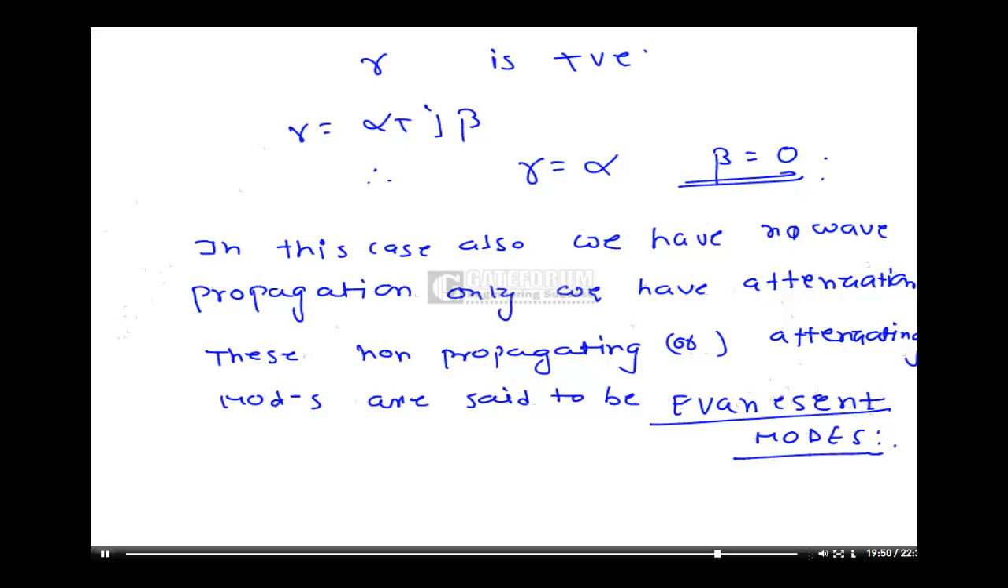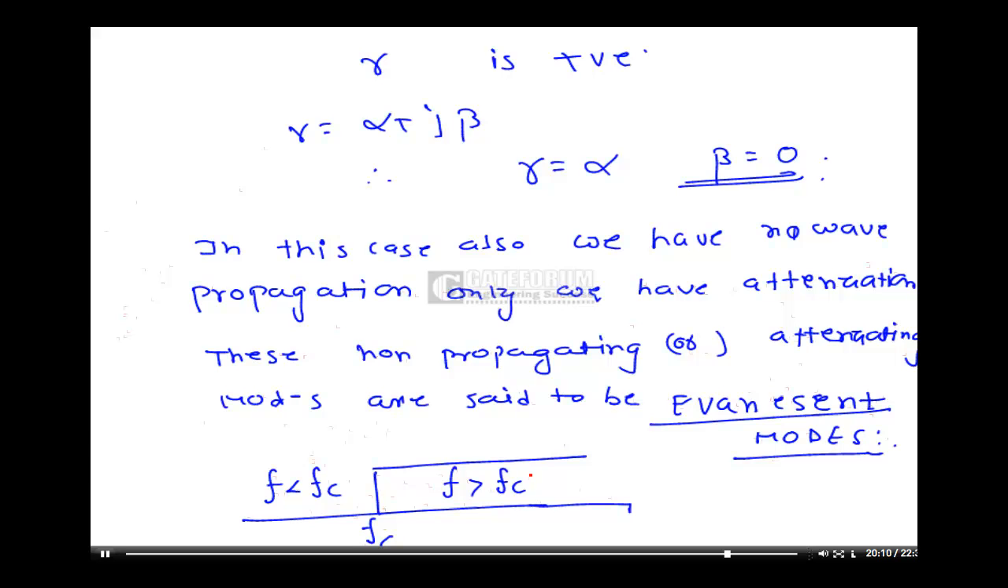So omega square mu epsilon less than that, that is below fc. This is the cutoff frequency, no propagation. This is fc, the cutoff frequency. So this is the f less than fc region, no propagation at all. We will see the third case where f greater than fc, there is a propagation. If the phase constant is 0, it means there is no propagation at all.